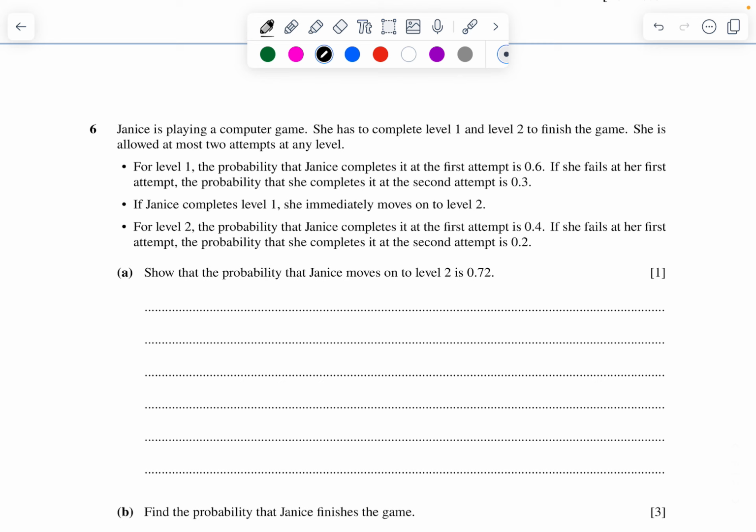Question number 6. Janice is playing a computer game. She has to complete level 1 and level 2 to finish the game. She is allowed at most 2 attempts. For level 1, the probability she completes the first attempt is 0.6. If she fails her first attempt, then the probability she completes it in the second attempt is 0.3.